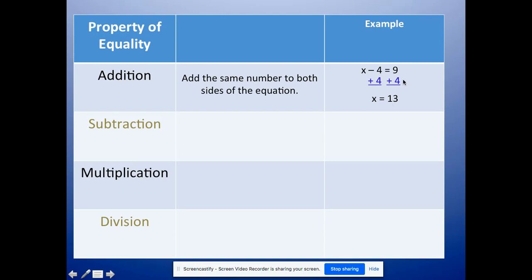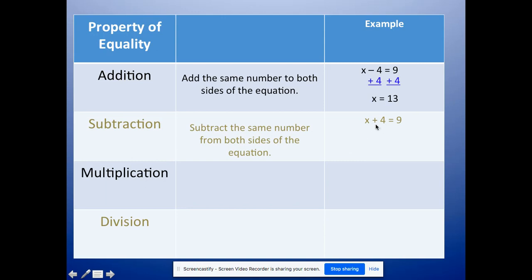And this step in blue right here is the addition property of equality. It's just what you are doing in that equation. For the subtraction property of equality, it says subtract the same number from both sides of the equation. Again, I'll give you another example.